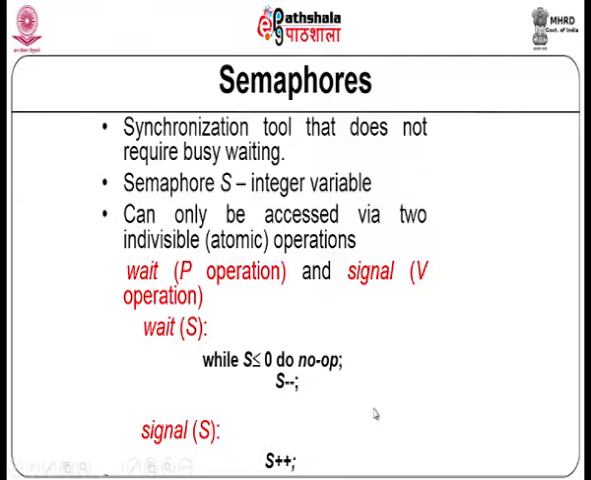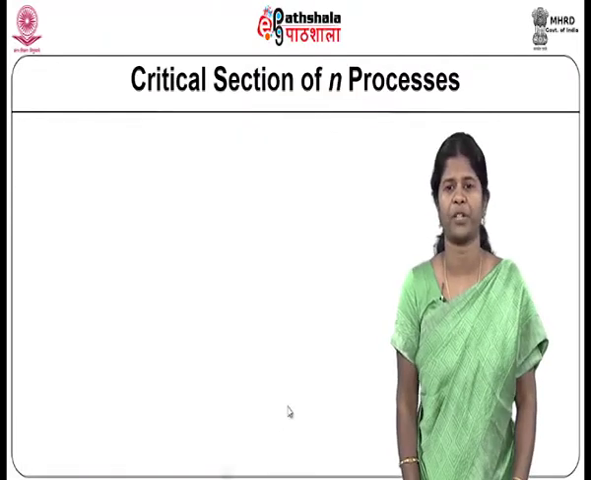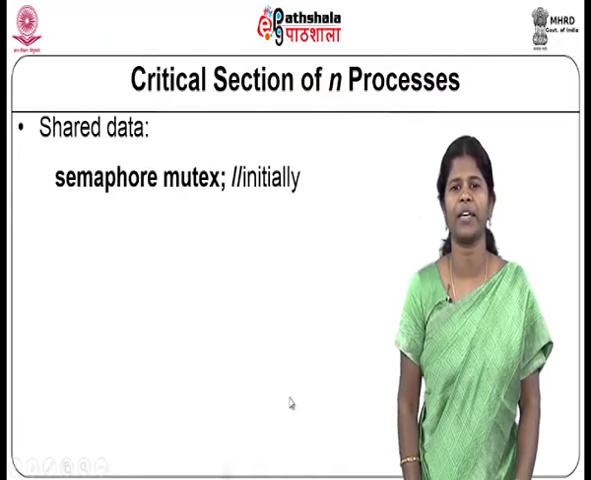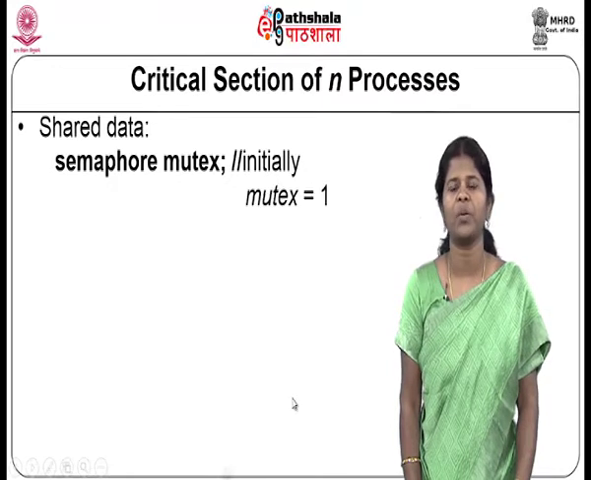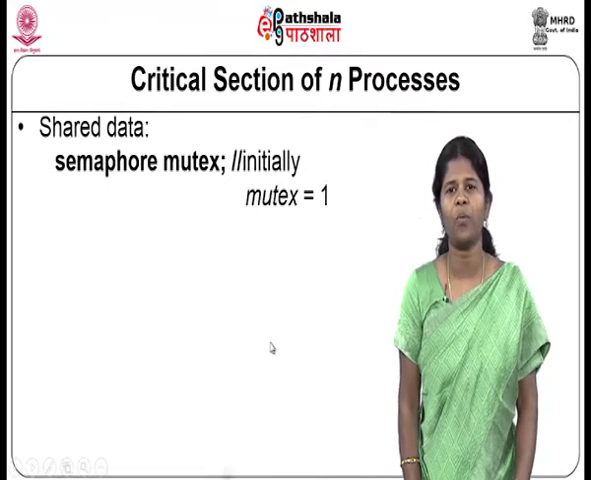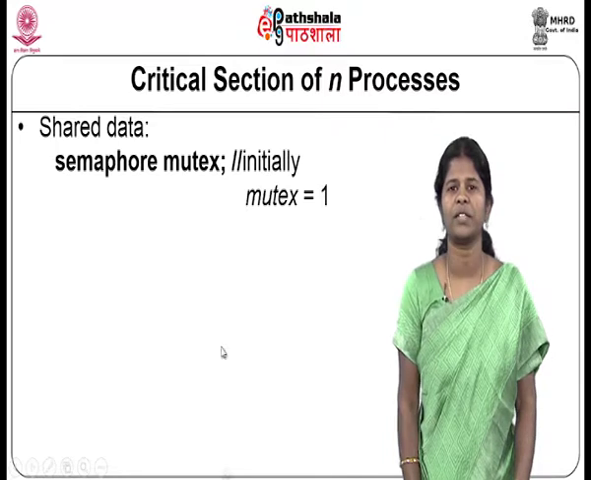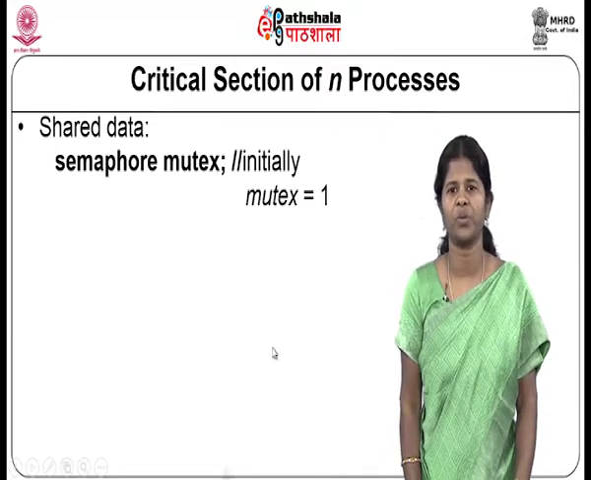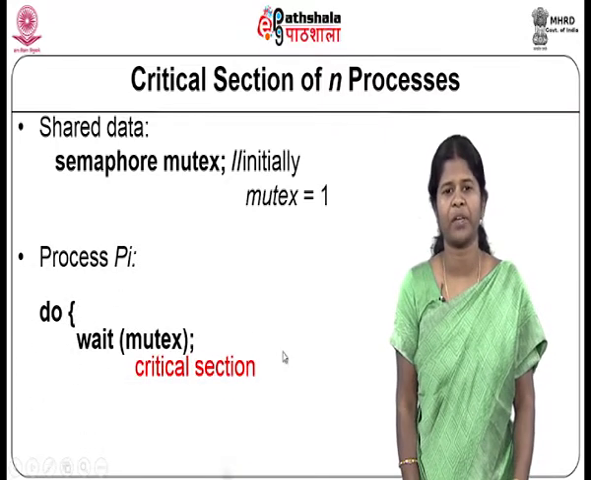The semaphore can be accessed only using the wait and signal operations. Now look at this critical section of n processes. We will see how, when there are n processes, the semaphore can be used to provide mutual exclusion.